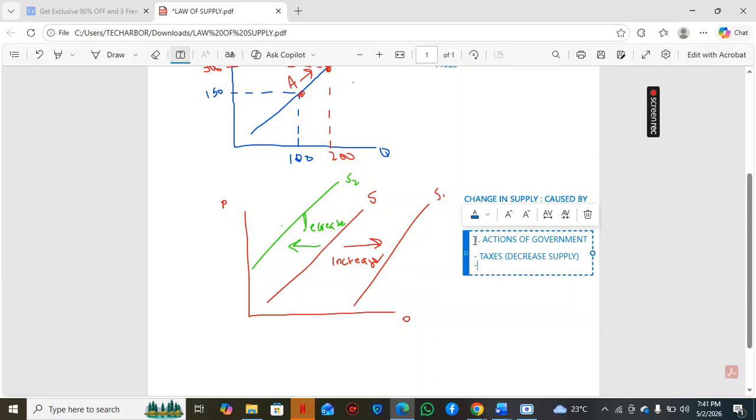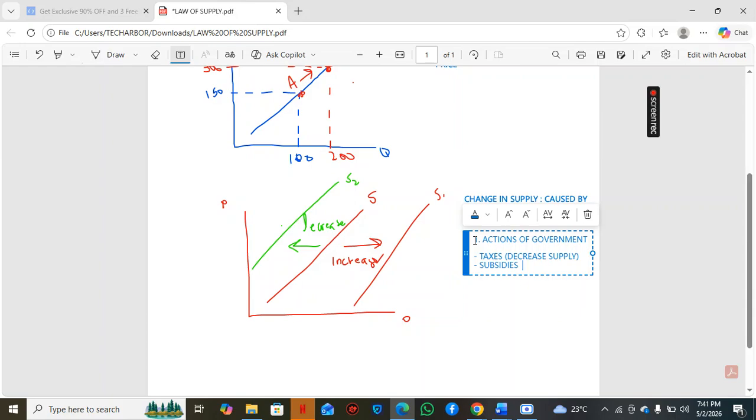You've got subsidies. This is financial aid by government to industries, even to the citizens of the nation. The purpose of a subsidy is to lower the cost of production.